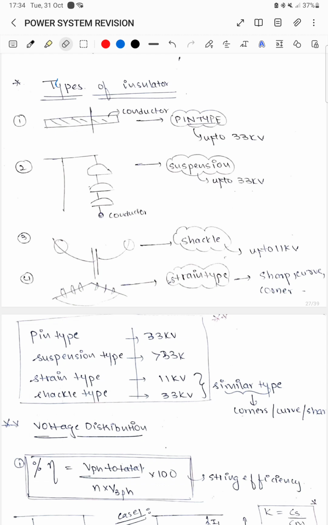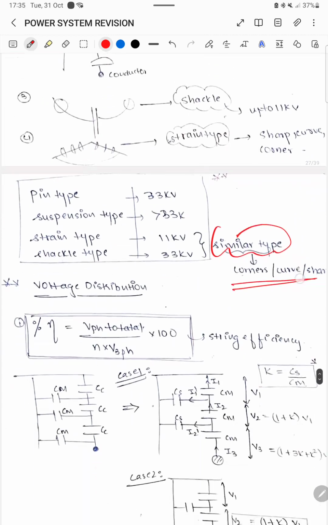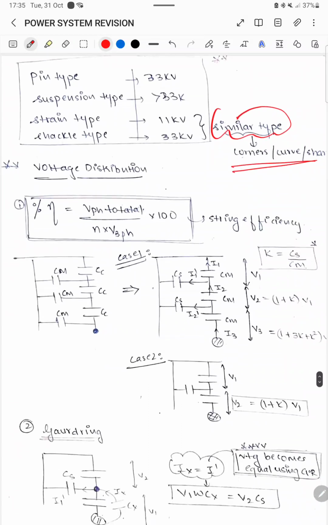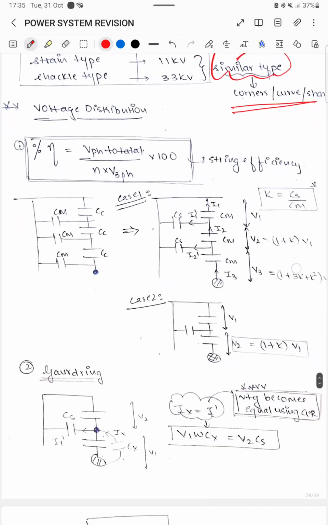Pin type is a very old type of insulator which has been used from very olden days, and it is used for the range of 33 kV. Suspension type is also used for a range more than or equal to 33 kV. Strain type is used mostly for 11 kV and shackle type for 33 kV. Strain type and shackle type are mostly used for similar kinds of application, wherein there are corners, curves or sharp edges. Fine.